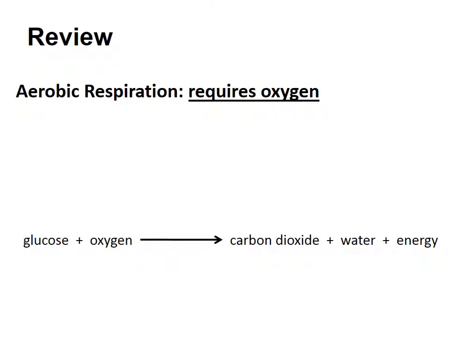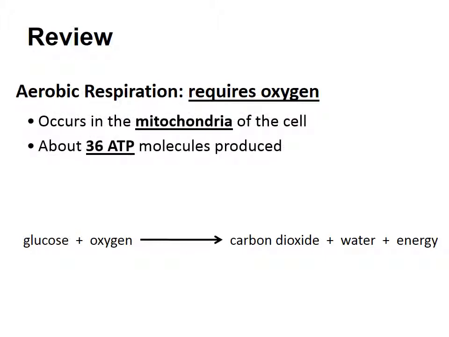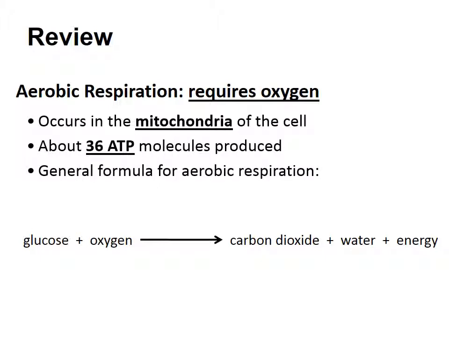All right, so let's do a quick review. Remember that aerobic respiration requires oxygen. That's what our cells prefer to go through because that will produce the most ATP. The majority of cellular respiration occurs in the mitochondria with the exception of the first step, which is glycolysis. That occurs in the cytoplasm. Roughly 36 ATP molecules are produced at the very end, the net of ATP.